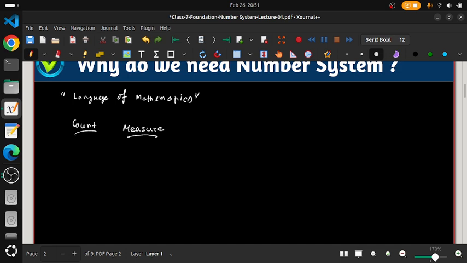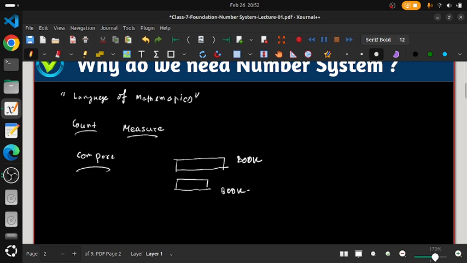It has huge application. Suppose we want to compare something, like which is smaller or which is bigger. For that also we require the number system. How do we compare? Suppose we have two books, and we can compare book 1 with book 2. We compare with respect to length as well as with respect to weight.